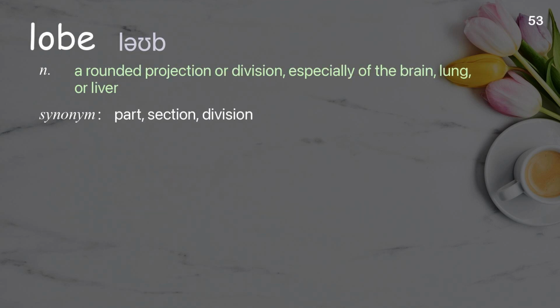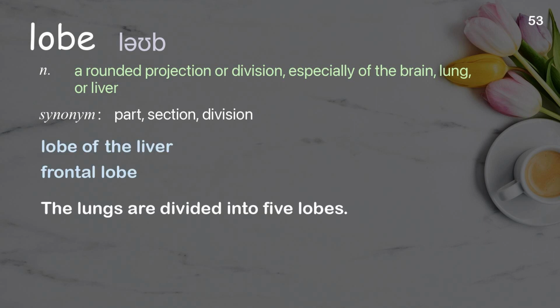Lobe. A rounded projection or division, especially of the brain, lung, or liver. Examples: Lobe of the liver. Frontal lobe. The lungs are divided into 5 lobes.